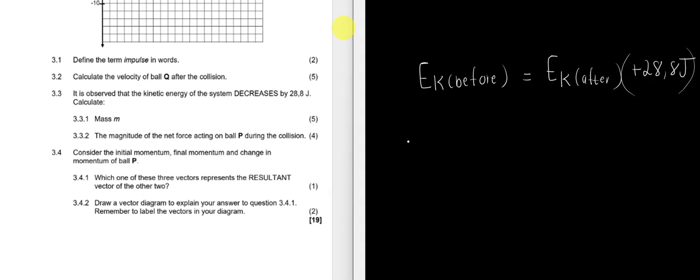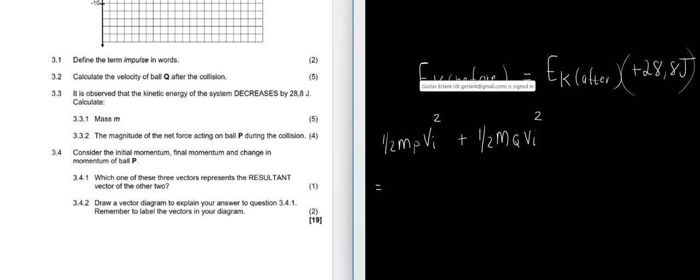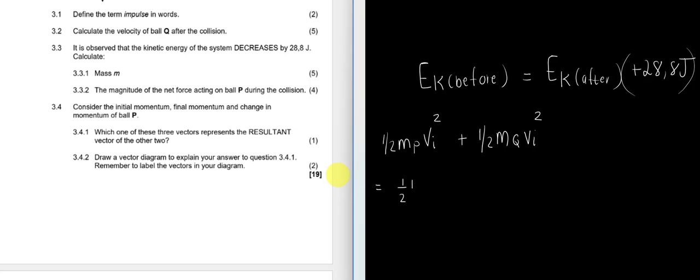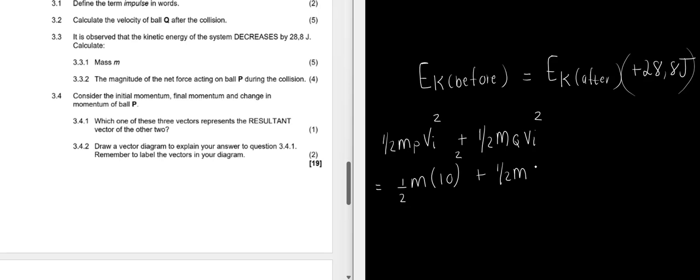So we will say kinetic energy before. So what will that be? A half m for P, V initial for P squared, plus a half of mq V initial q squared. So let's just do the before one, and then we get an answer. So the mass of P we must determine, because it's exactly the same as the mass of Q now. So it's a half m, and then what's my initial velocity for P? It was 10 meters per second, né? Squared, a half m, and then the initial velocity for Q was, because the square will be the same answer.